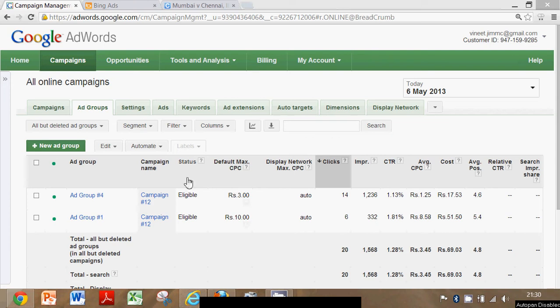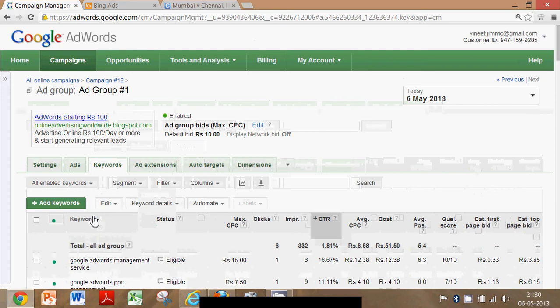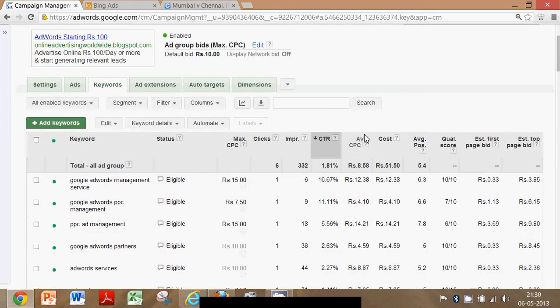Typically, I can show you some good keywords that I am using. Good keywords are usually long tail keywords, keywords which are not very general, but more specific. For example, look at this keyword, Google AdWords Management Service. Somebody who's really looking for a management service and an AdWords partner is going to type Google AdWords Management Service, which means that he has almost made up his mind.